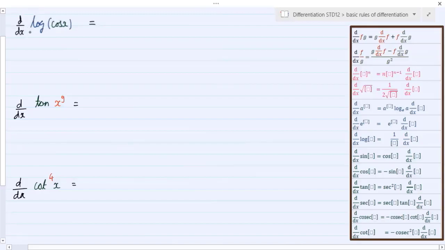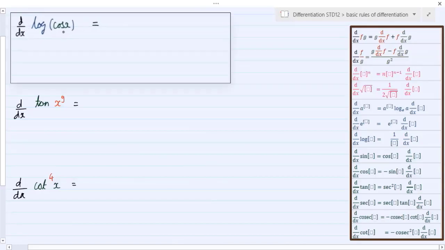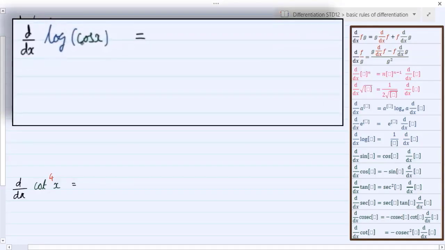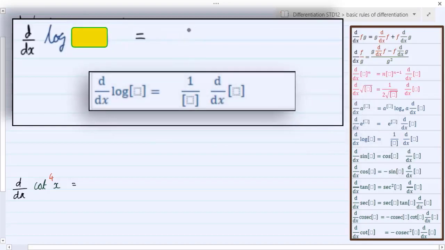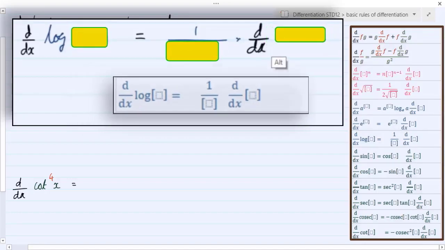Here we have to differentiate log cos x. Log is your outer function and cos is your inner function. So we should consider box around the inner function. So now we have to differentiate log box, which is 1 upon box into d by dx of box.